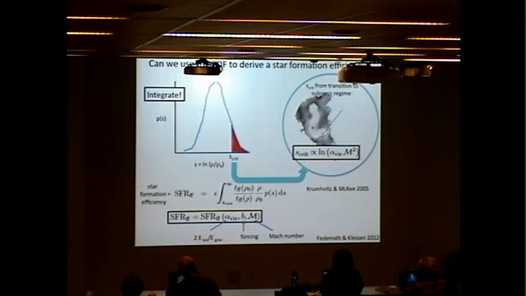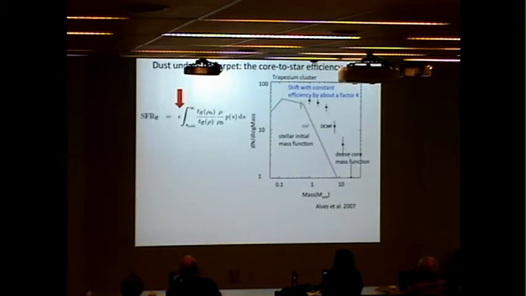Okay. All right. There is a little bit of dust under the carpet, in the sense that this model actually predicts the dense core mass function and not the stellar initial mass function. So basically, there is a little epsilon factor here, which should be of order unity, that is still there, okay?